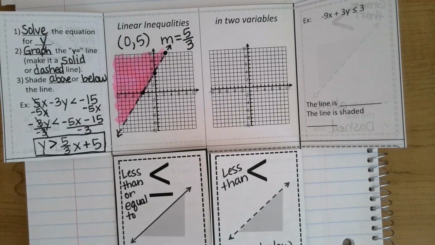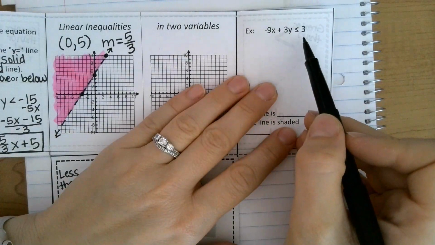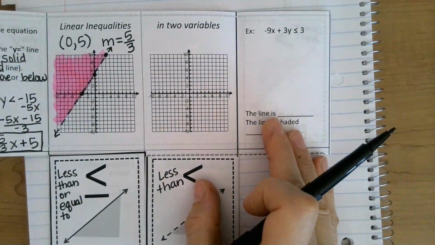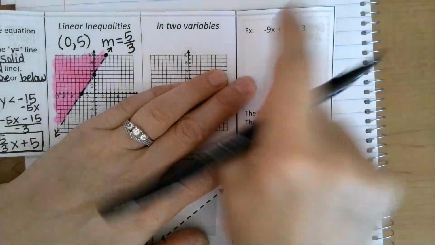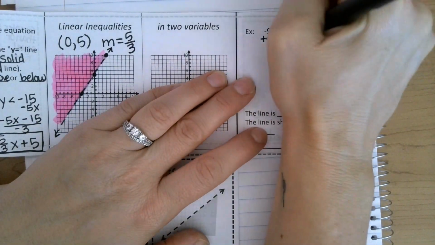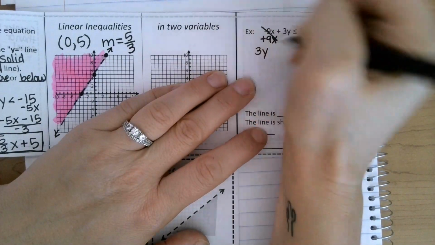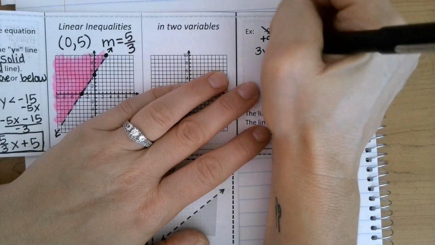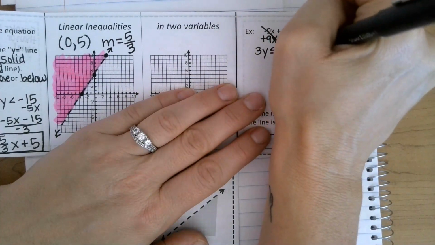All right, next example on the right. Negative 9x plus 3y is less than or equal to 3. What would we do first? We want to keep the 3y there. Yeah, so again, move your x term. So if it's already negative, we're going to add 9x to both sides. 3y is less than or equal to, and then just rewrite 9x plus 3.